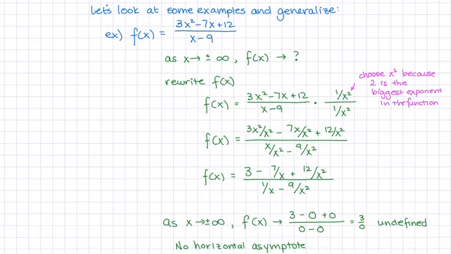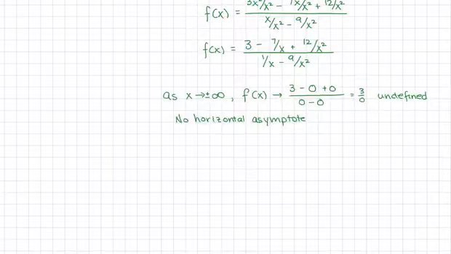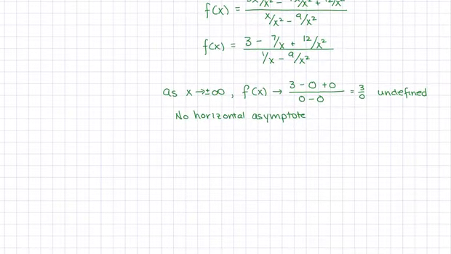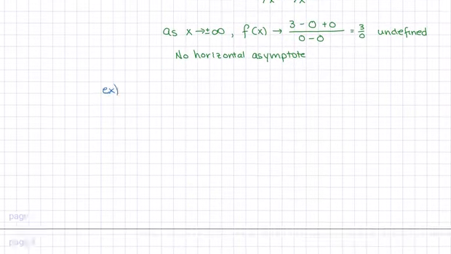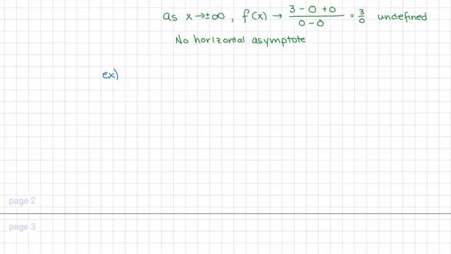So let's try another one. And let's see, we'll line up the things. So let's try this guy. Let's find the horizontal asymptote for f of x equals 5x squared minus 3x plus 2 over 4x to the fourth minus 7x squared plus 8. Oh my goodness, this is crazy.